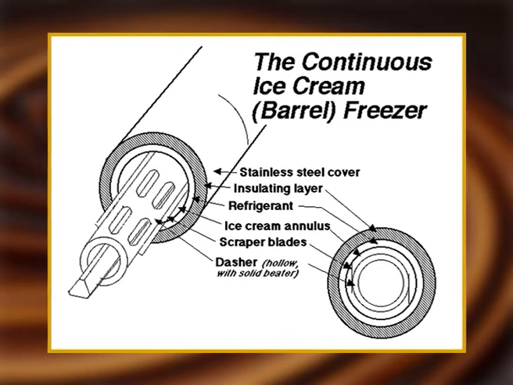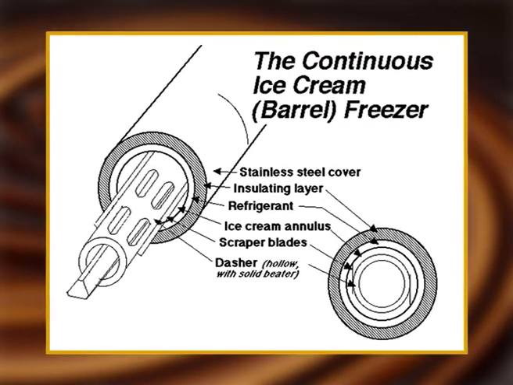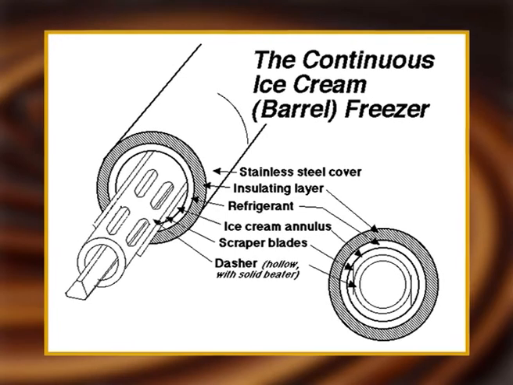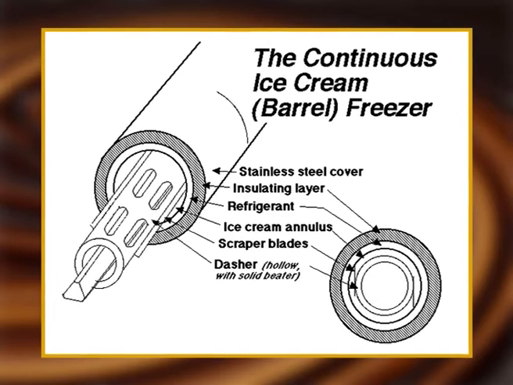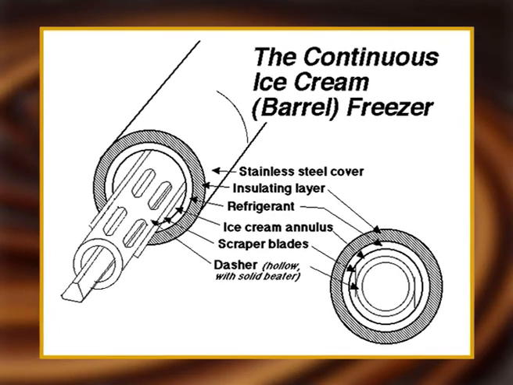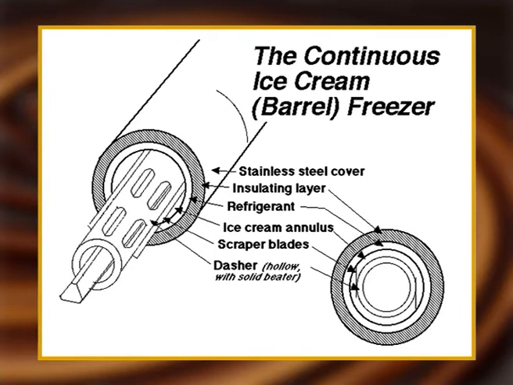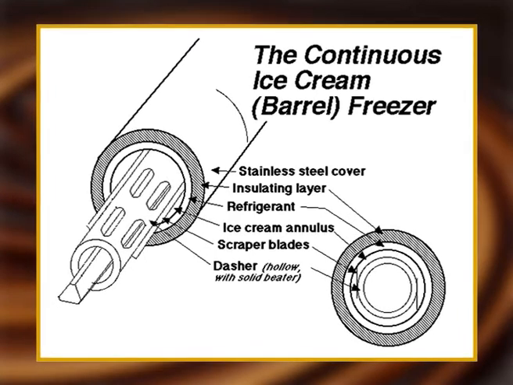Mix is pumped through this freezer and is drawn off at the other end in a matter of 30 seconds with about 50% of its water frozen. There are rotating blades inside the barrel that keep the ice scraped off the surface of the freezer, and also dashers inside the machine which help to whip the mix and to incorporate air.